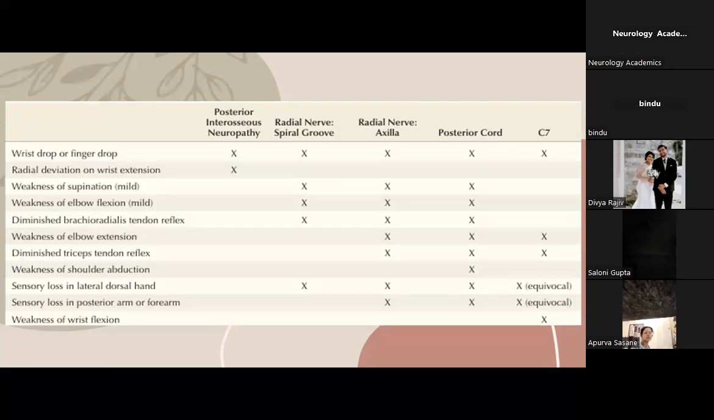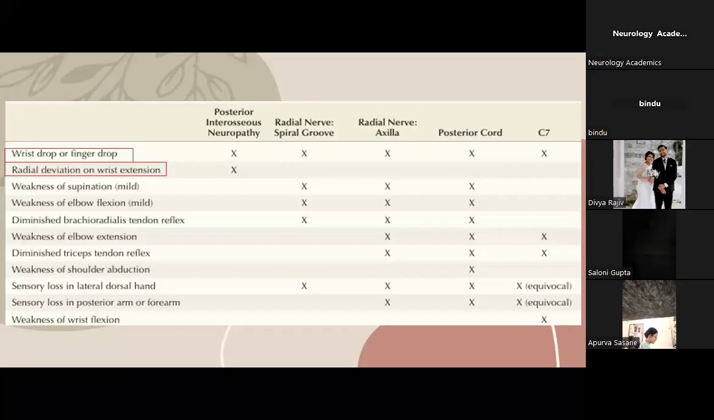In posterior interosseous nerve lesions, there will be wrist drop and finger drop, and there will be radial deviation on wrist extension, because the muscular branches to extensor carpi radialis longus and brevis are given before it enters the supinator muscle. That is, at the level of the elbow, it gives branches to extensor carpi radialis longus and brevis. So only extensor carpi ulnaris is affected. So there will be radial deviation on wrist extension.